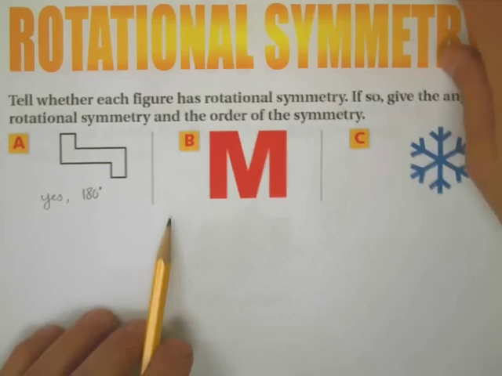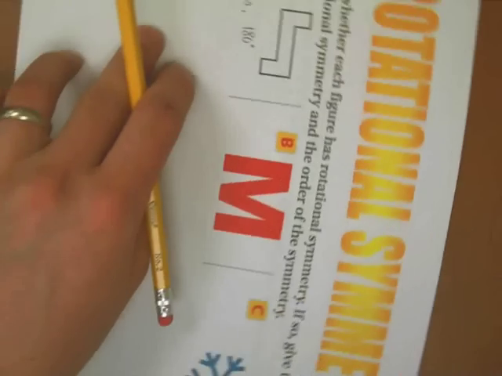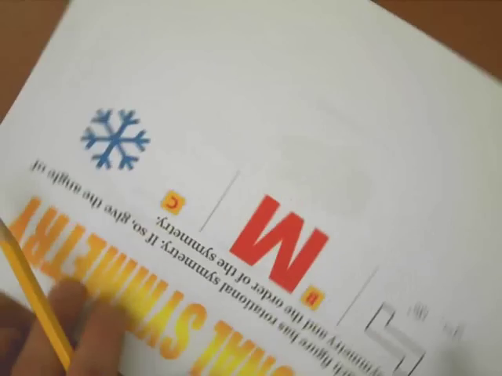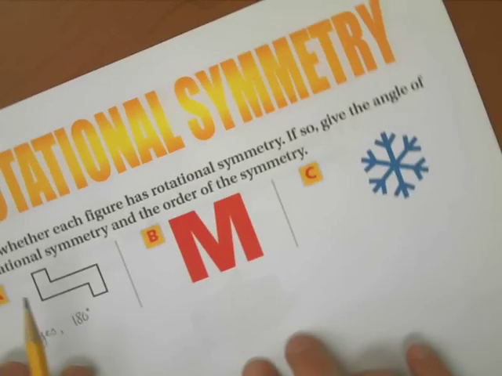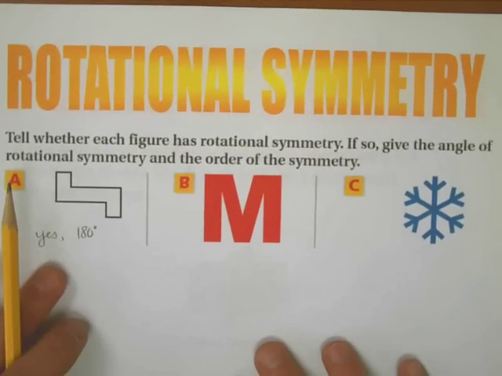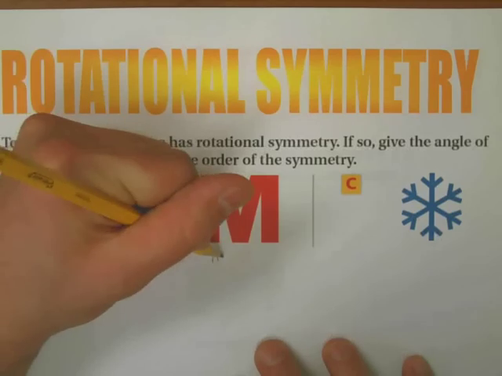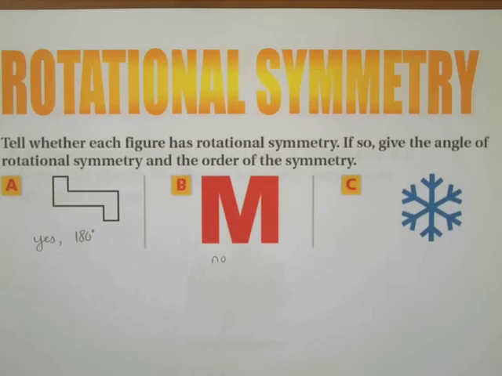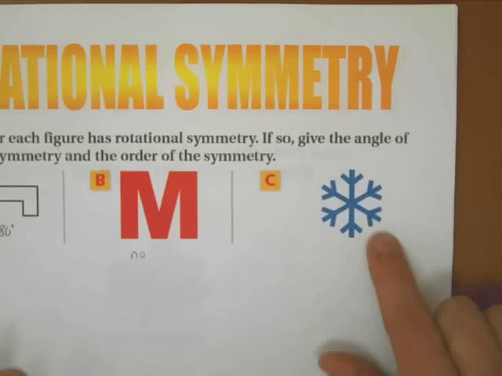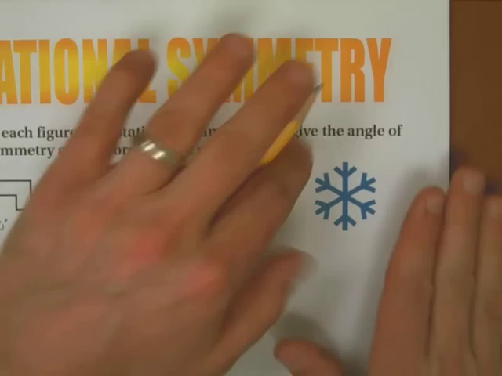The M, if I rotate it, it doesn't look the same. It does not look like an M again unless I hit 360 degrees. So I say on this one, no rotational symmetry, because at 360 degrees every shape would have rotational symmetry if we included 360, right? For the snowflake, you know what?